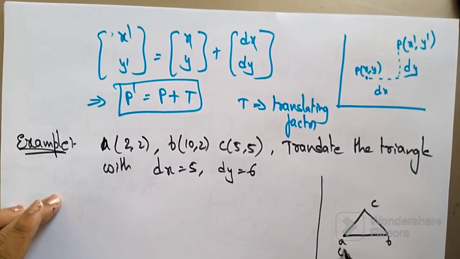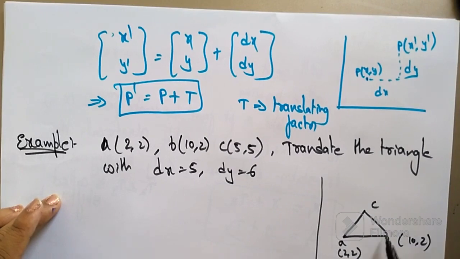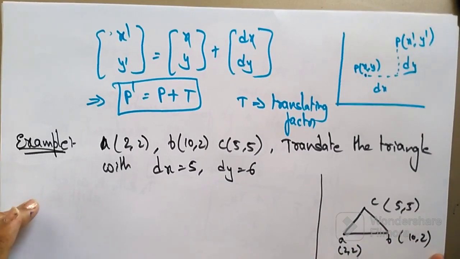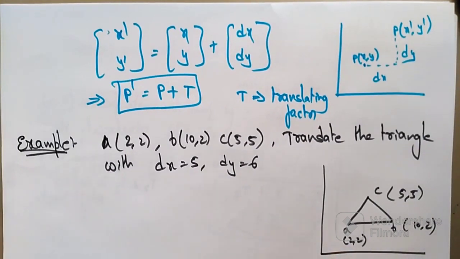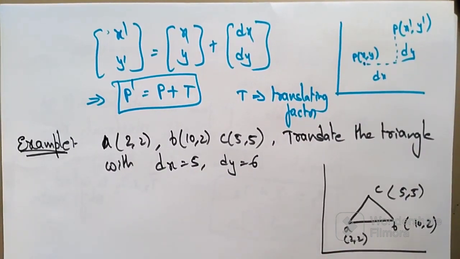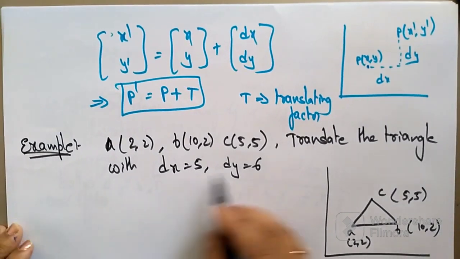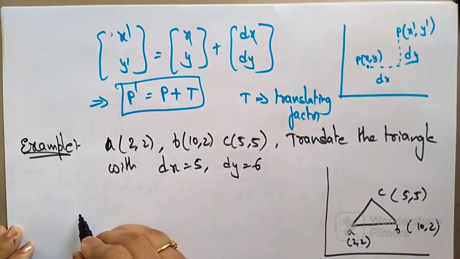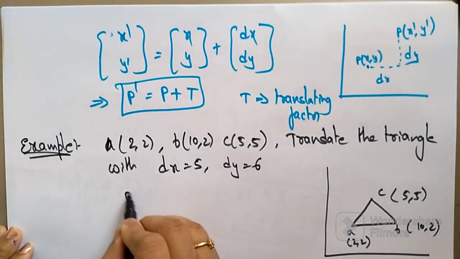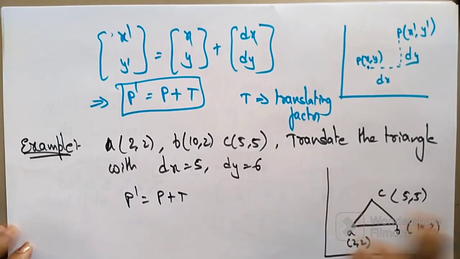A has the coordinates 2, 2. So in the x-axis 2 and the y-axis 2. And here it is 10, 2. And C as 5, 5. So these are the original coordinates. Now I want to translate this image, either in the shape or in this position. Okay, so now let's start the problem. So what's the formula? Let me take the formula P dash is equal to P plus T, right?